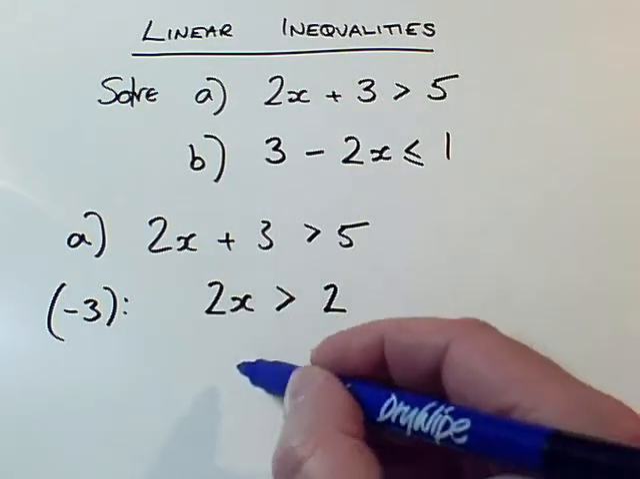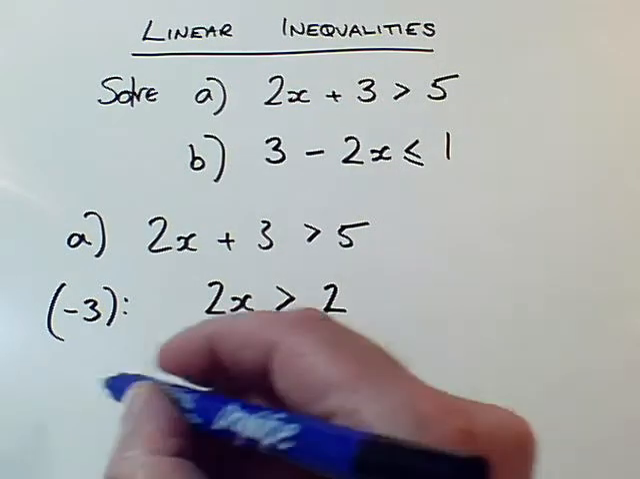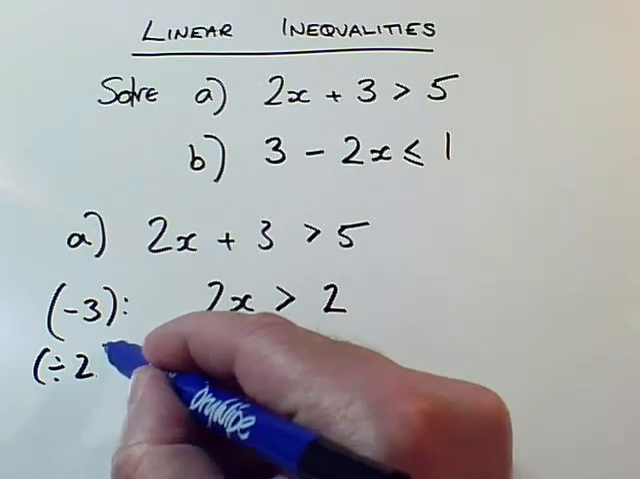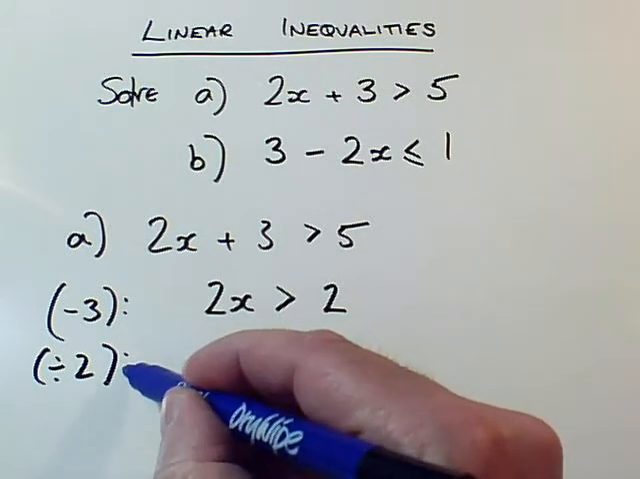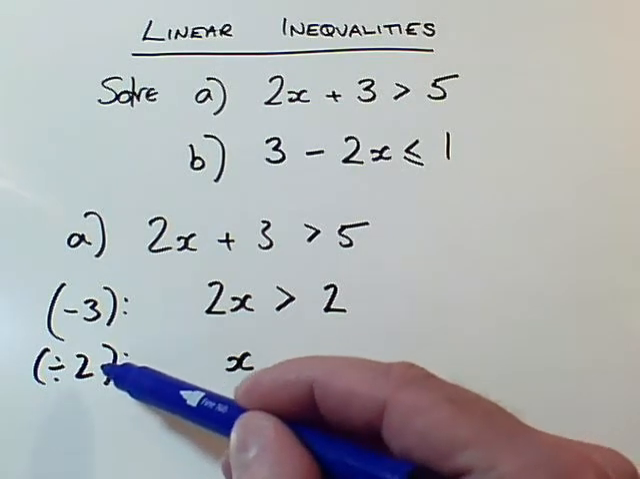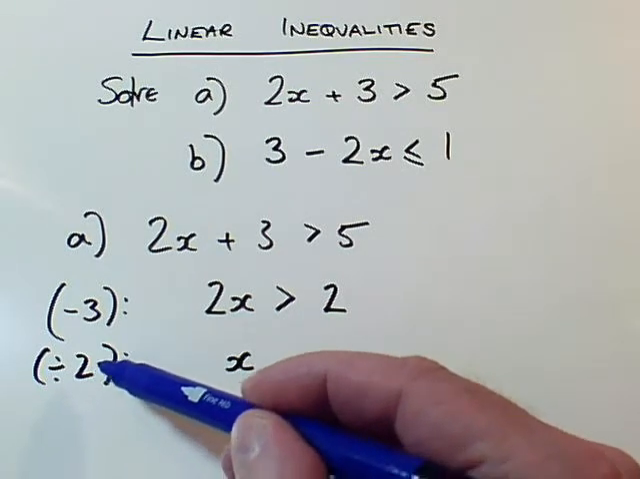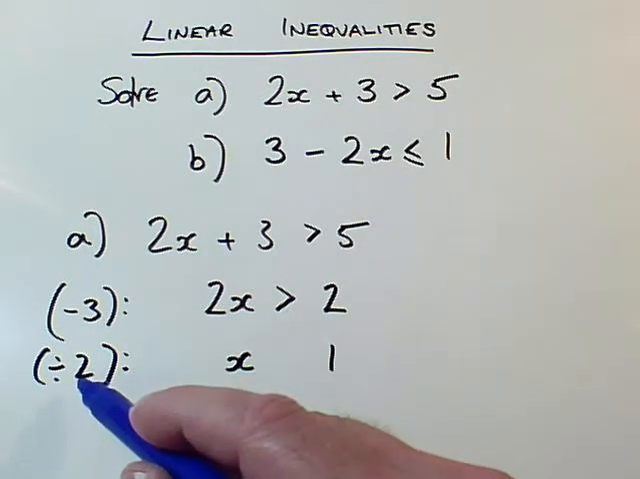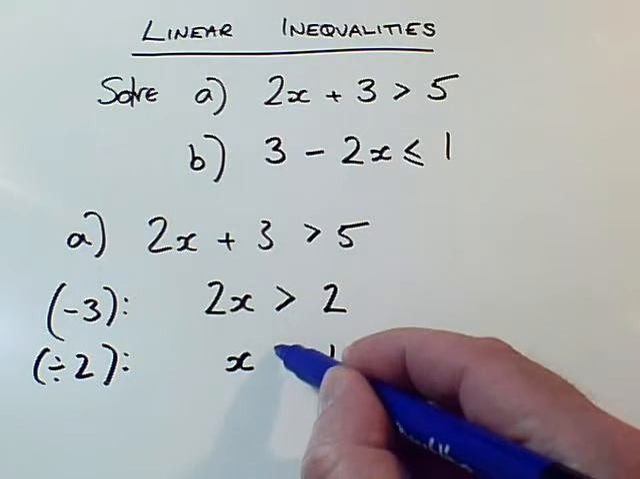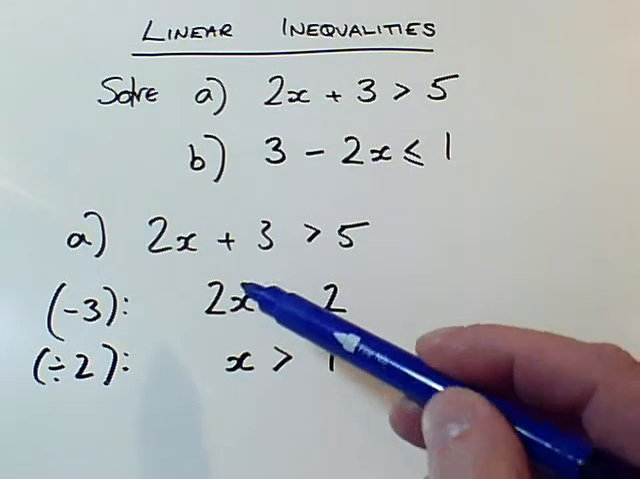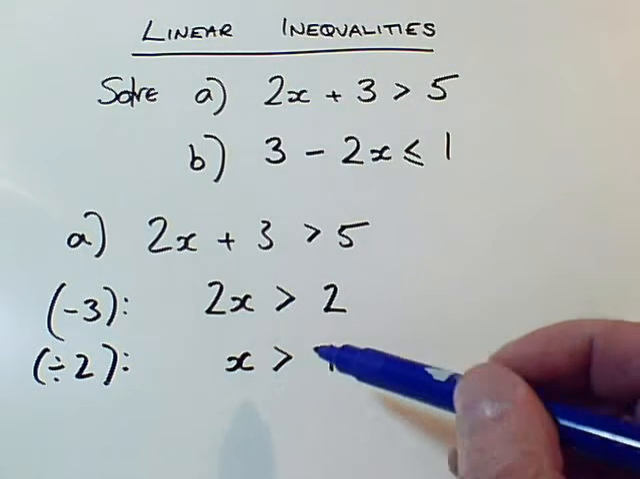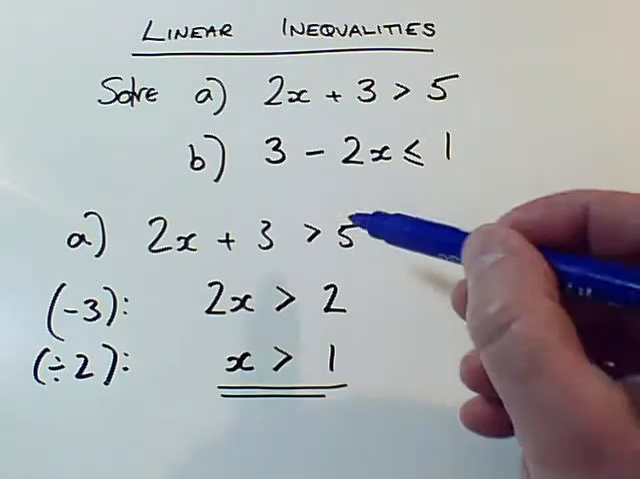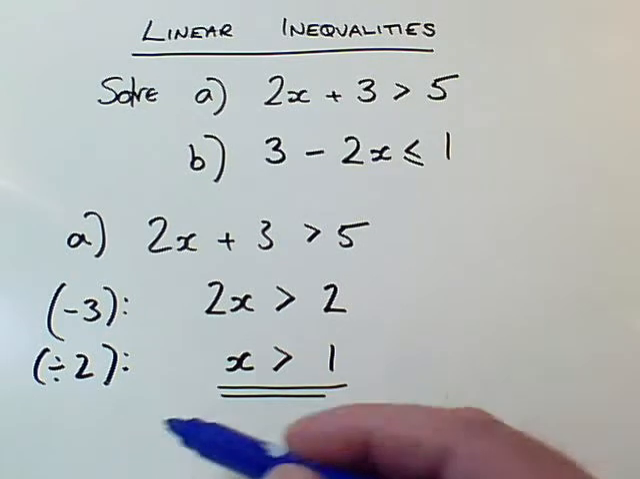Now, on the next line, I want to get down to what 1x is, so I've got to divide by 2. Now, division you do have to be careful with. You have to check the number you're dividing by. This time I'm dividing by a positive number, so that's all right. 2 divided by 2 is going to be 1. I can leave the sign unchanged. So 2x being greater than 2 means that x is greater than 1, and that is the solution to that inequality.